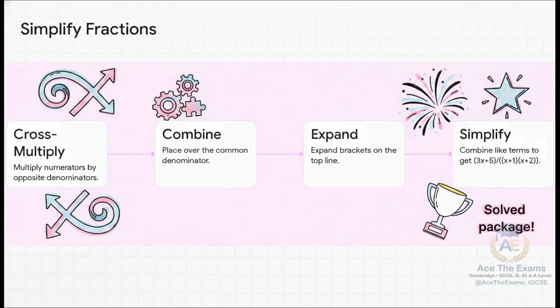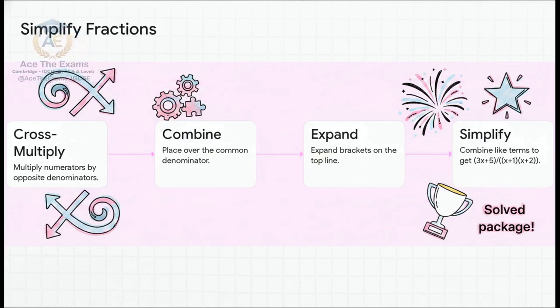Step 1. Because we multiplied the denominators together, we have to cross-multiply the numerators. The 2 gets multiplied by x plus 2, and the 1 gets multiplied by x plus 1. Step 2, we write it all out as one massive fraction over our shared denominator. Step 3, we grab our very first tool, expanding brackets, and use it on the top line. 2 times x is 2x, 2 times 2 is 4, giving us 2x plus 4, and 1 times x plus 1 is just x plus 1.